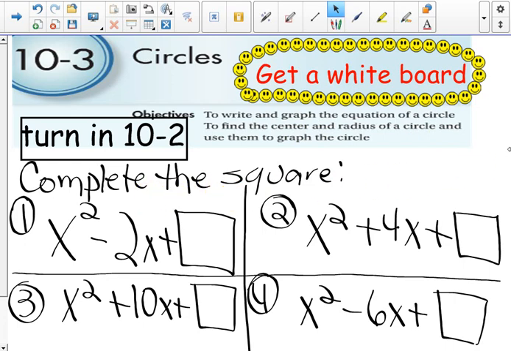I want you to start off by doing the bell work about completing the square. We did this in our last assignment, so I want to make sure you still remember. This is just an Algebra 1 topic. So if you'll complete the square on these 4 problems, I'm going to give you 4 minutes. It's 1 minute per problem. That's plenty of time, and then we'll move on.